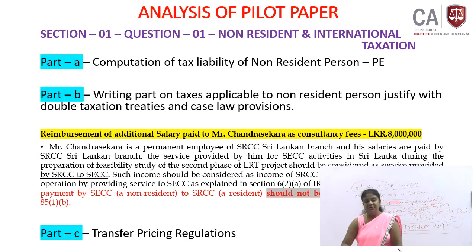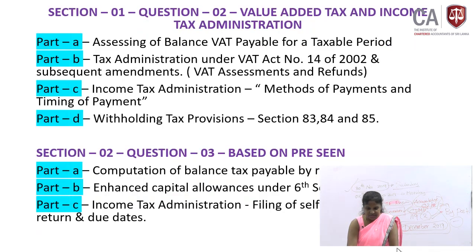Then part C, application of transfer pricing regulation to the particular associated person. I think you can remember. That's section 1 with the entire information given under non-resident taxation and international taxation. Then section 1, question 2, value added tax and income tax administration. Value added tax I did in my first session. The administration part I have now completed.